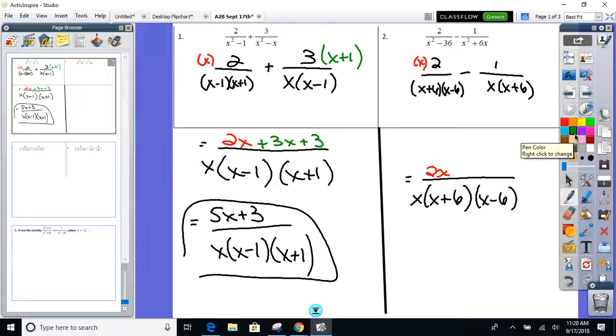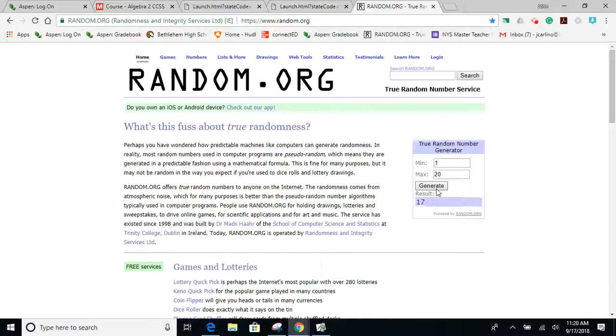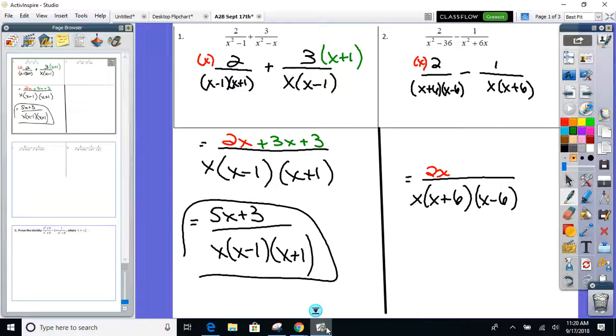All right, let's see what you've got in you for this next one. What do you got in you? I got x and x plus 6. What's the 1 got to get multiplied by? What is it? Come on, ready? X plus 6. What's this missing that the common denominator has?